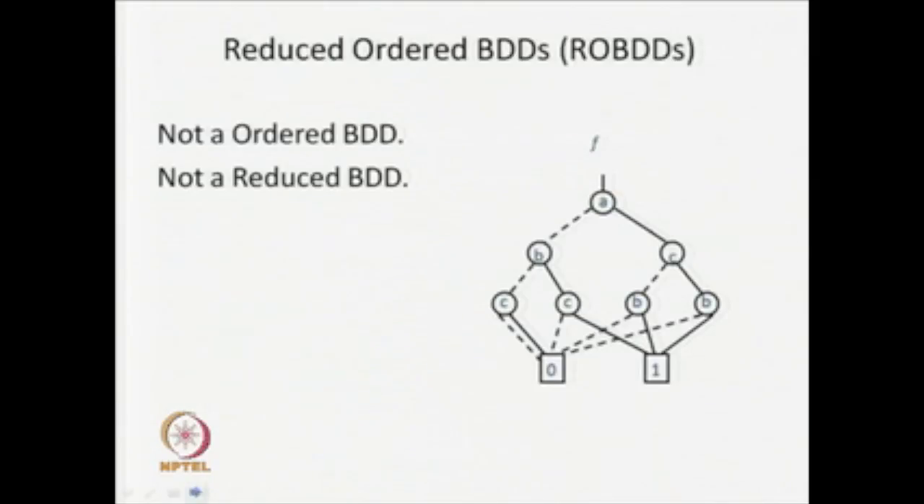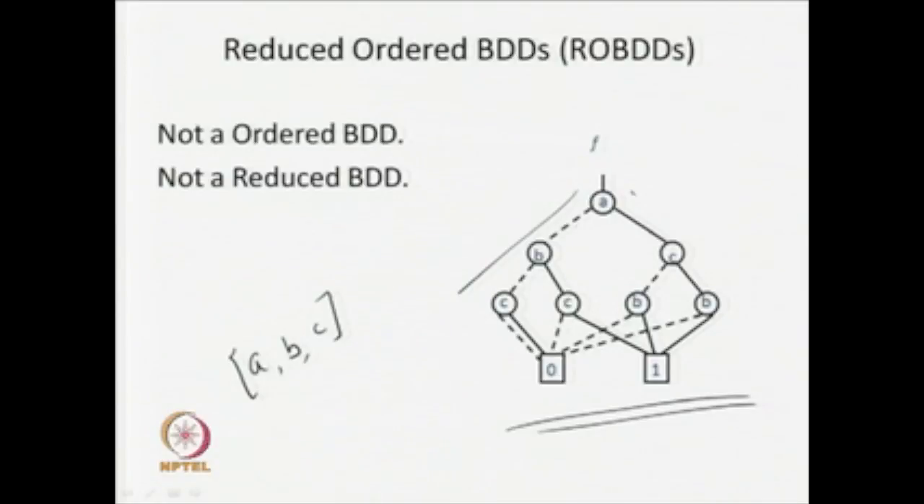Now, consider this particular BDD, say I am drawing a random BDD here. I think in the last class also I drew this BDD. Now, I slightly change the labels here. In this case I am saying that it is not an ordered BDD. Why is it not an ordered BDD? It is not following any particular order in every execution. Say if I follow this path, then the ordering of variables in this path is A, B, C.